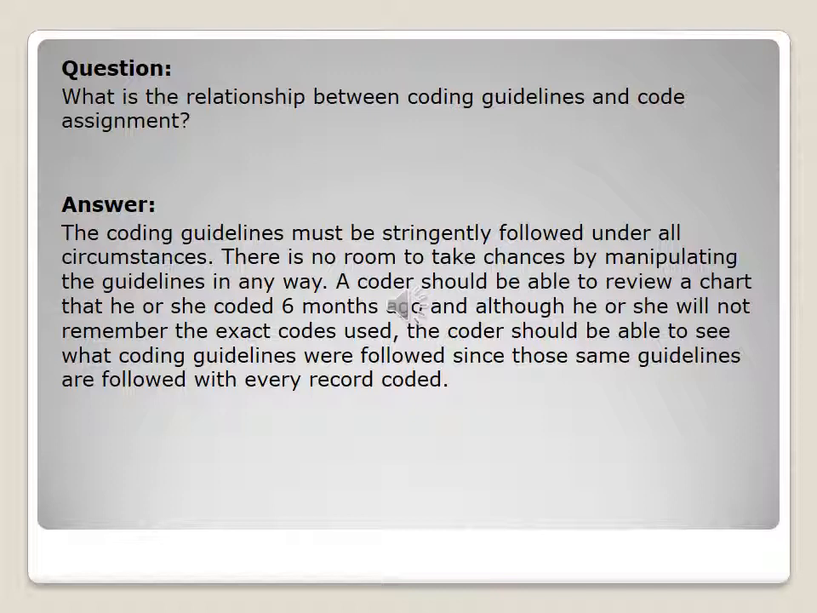Next, what is the relationship between coding guidelines and coding assignment? Well, the coding guidelines must be stringently followed under all circumstances. There is no room to take chances by manipulating the guidelines in any way. A coder should be able to review a chart that he or she has coded 6 months ago, and although he or she will not remember the exact code used, the coder should be able to see what coding guidelines were followed, since those same guidelines are followed with every record coded.